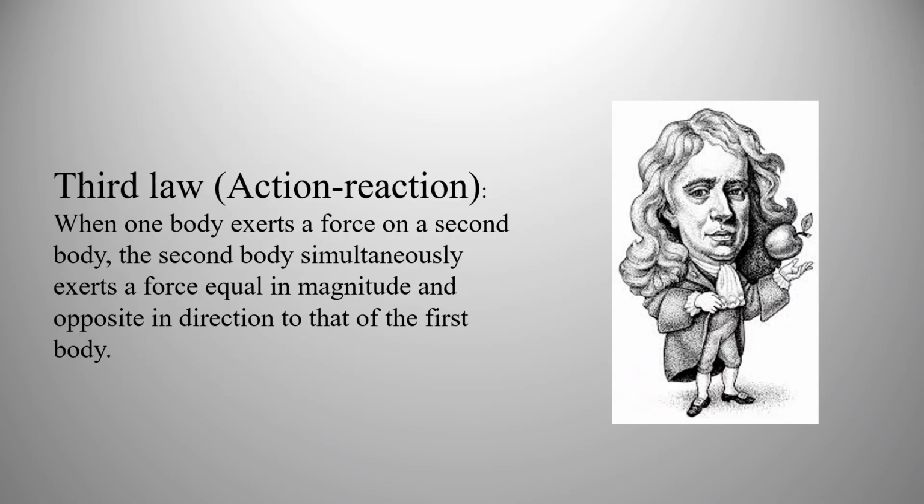Okay? And that gets us to our third law of motion. When one body exerts a force on a second body, okay, the second body simultaneously exerts a force equal in magnitude and opposite in direction to that of the first body. What? Pulls work both ways. Pulling works both ways. So if you pull on a rope, the rope pulls back on you, very much like a tug of war. Okay?